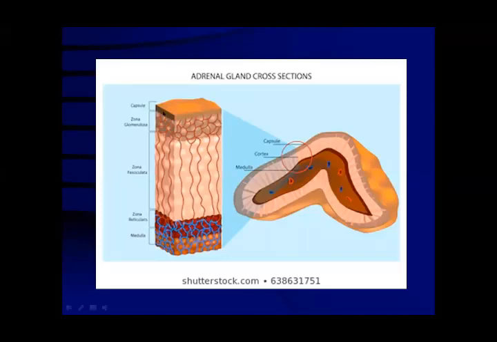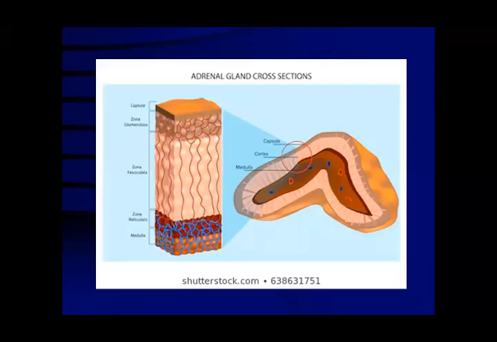G stands for glomerulosa, F stands for fasciculata, and R stands for reticularis. GFR is also the important measuring unit for the kidney functions. So we are memorizing their layer names according to glomerulosa, fasciculata, and reticularis. You will see 80% of the gland is occupied by the glomerulosa, and the fasciculata and reticularis, these two layers, are equal in length and thickness, but their functions and hormone secretions are different.